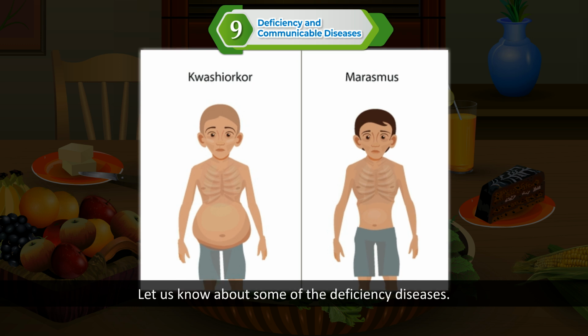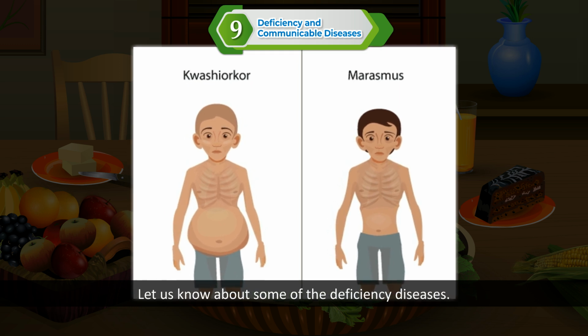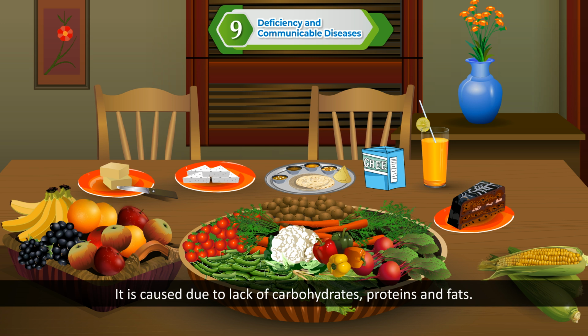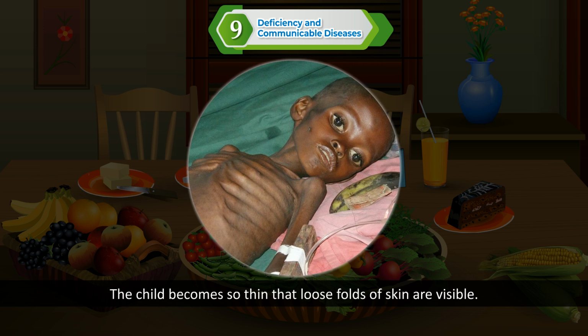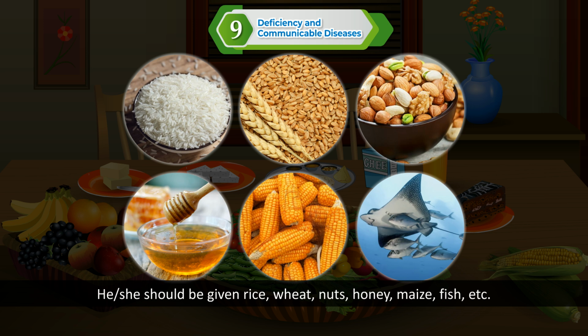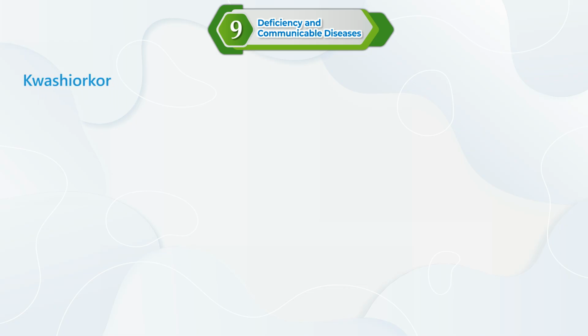Let us know about some of the deficiency diseases. Marasmus. It is caused due to lack of carbohydrates, proteins and fats. The child becomes so thin that loose folds of skin are visible. He or she should be given rice, wheat, nuts, honey, maize, fish, etc.